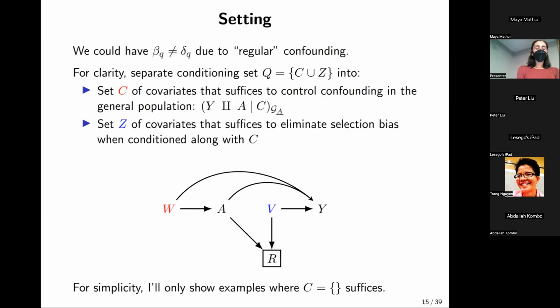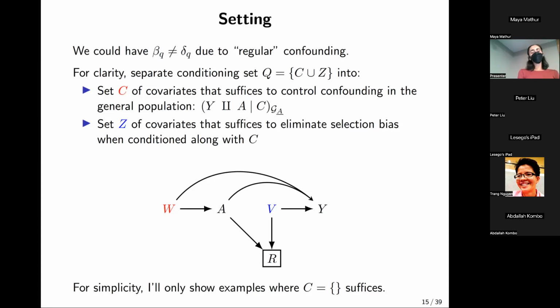So, okay, one thing we have to think of at the outset is, selection bias is not the only reason that our naive sample estimand beta Q could be not equal to the general population delta. Namely, what if we have regular confounding? That would be one reason that these would not be equal.